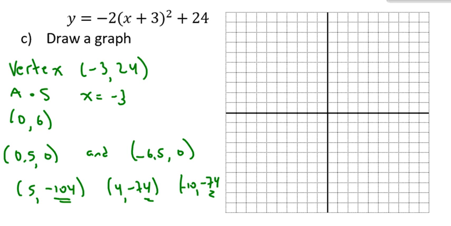But I definitely need to fit the vertex on my graph, which means I need to choose a scale that will allow me to go to 24. So I'll just say that that's 10 and that's 20, because then 25 is right at the top, so 24 is a bit below it, and that'll do. I'll label this y, label this x.